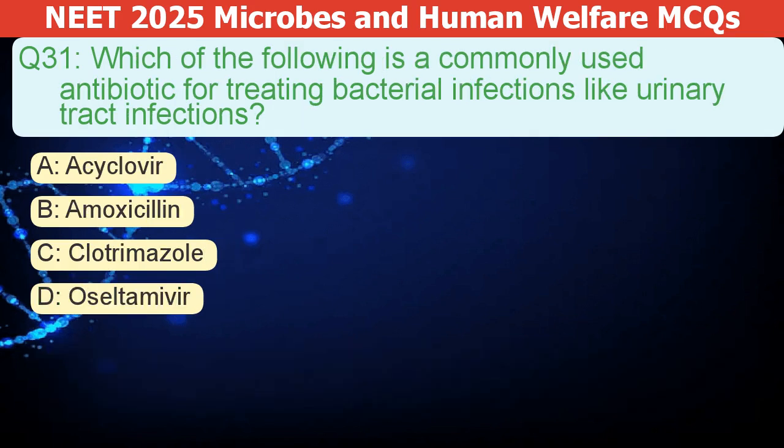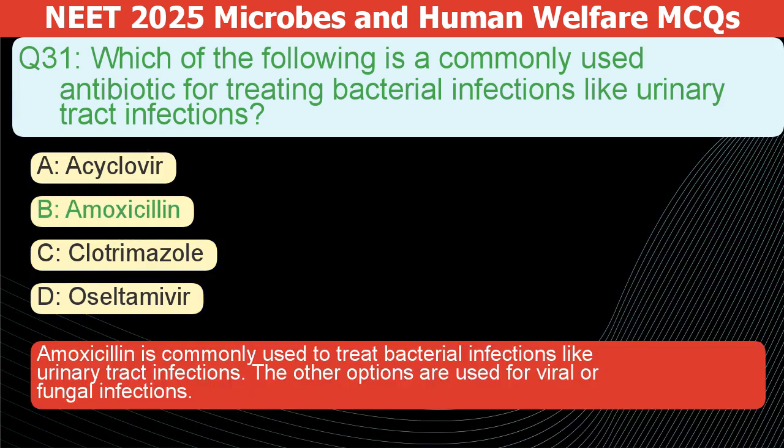Which of the following is a commonly used antibiotic for treating bacterial infections like urinary tract infections? A. Acyclovir. B. Amoxicillin. C. Clotrimazole. D. Oseltamivir. The correct answer is B. Amoxicillin is commonly used to treat bacterial infections like urinary tract infections. The other options are used for viral or fungal infections.